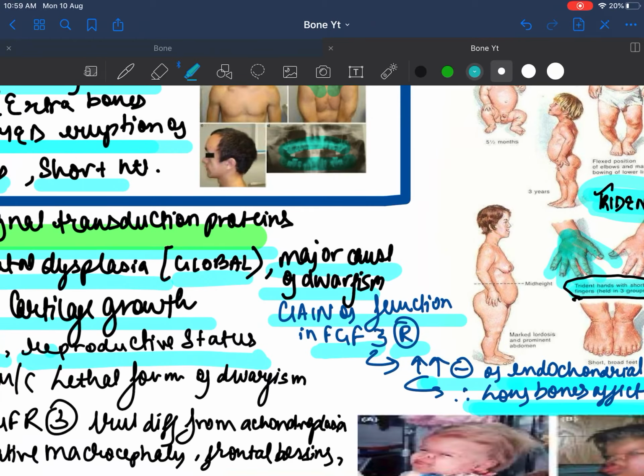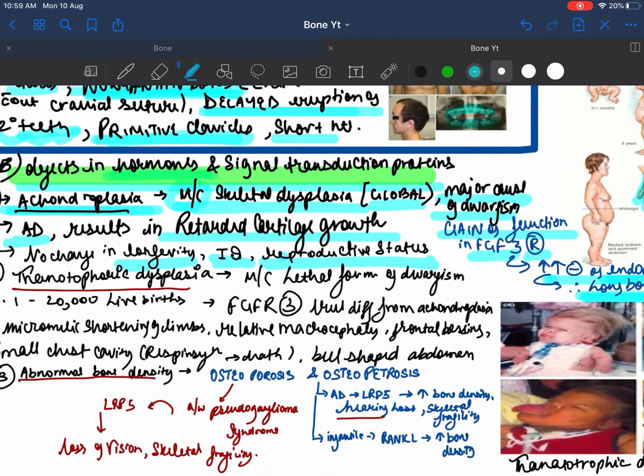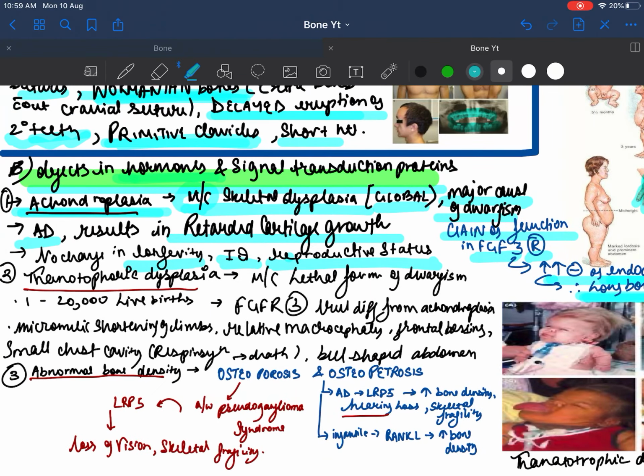So the next disease is thanatophoric dysplasia, and by the word thanato, you can understand that it is a very lethal disease. Thanatos means death. So thanatophoric dysplasia is the most common lethal form of dwarfism. It happens in 1 in 20,000 live births, and the same problem occurs here, but in a very different form. The FGFR3 receptor is affected, but it is something different from achondroplasia.